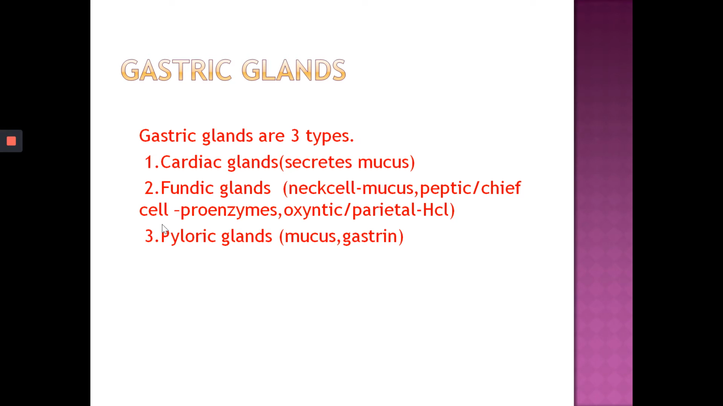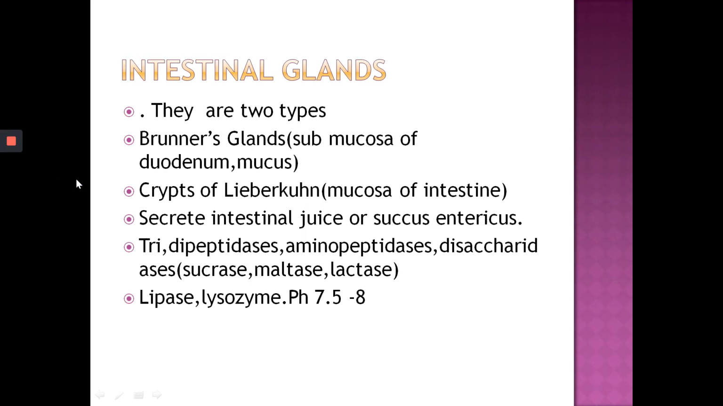So the pH value of gastric juice is 1.8. Next, glands are intestinal glands. Intestinal, in the name itself, intestinal glands means where these are present. These glands are present in the small intestine, the human gut.